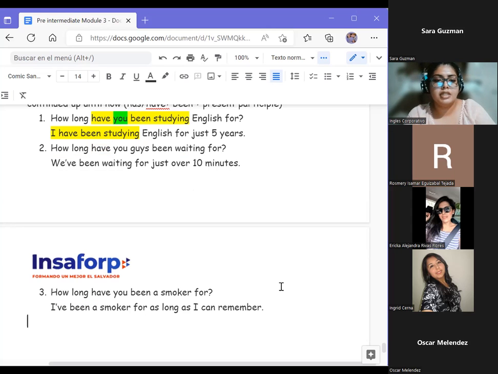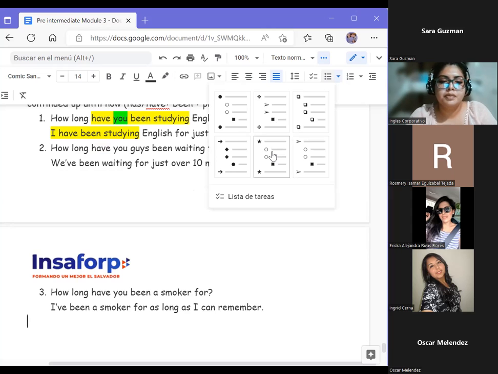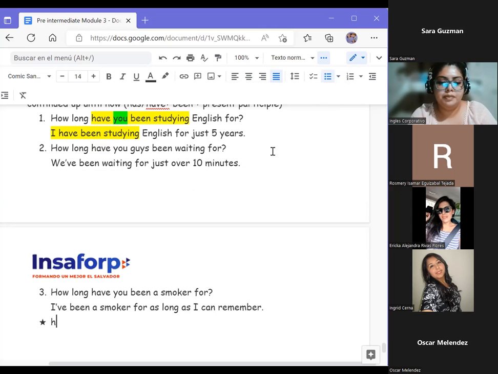Now, we are with the second type. That is how for frequency. And we have the example. How often do you... And it says, we use how to ask how frequent someone or something performs an action. En este caso estamos preguntando cuántas veces o qué tan frecuente alguien o algo realiza la misma acción o una acción determinada.